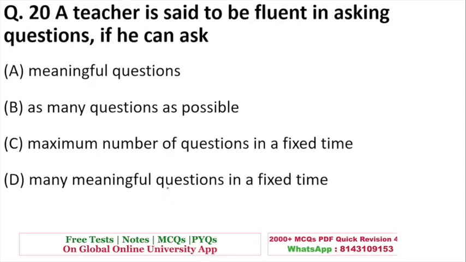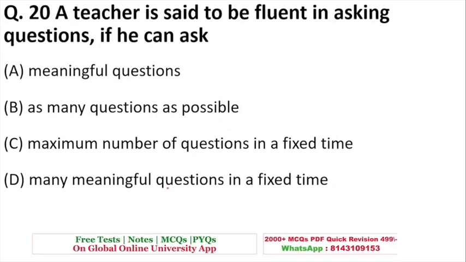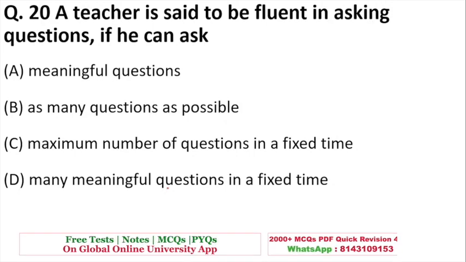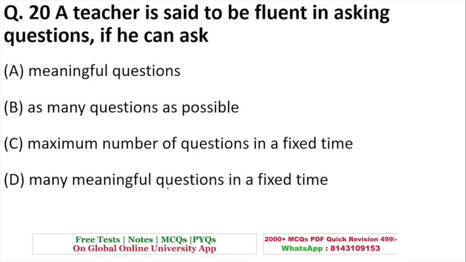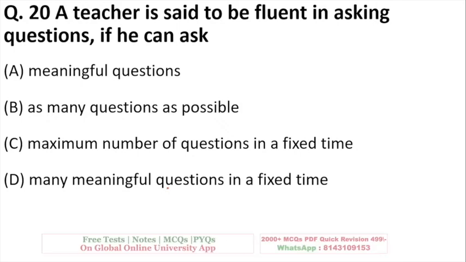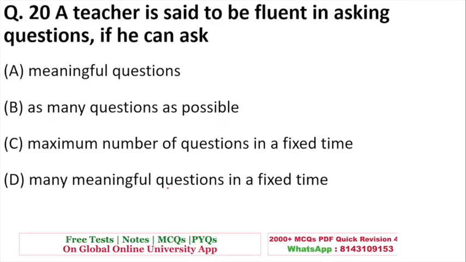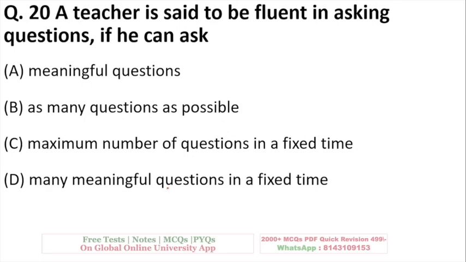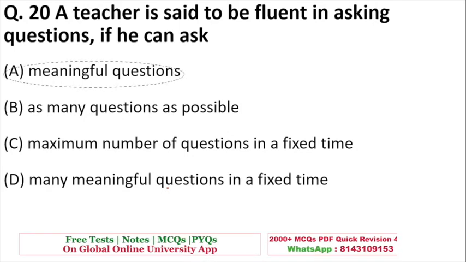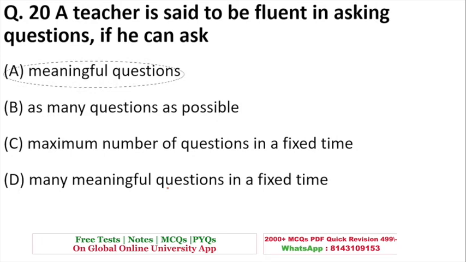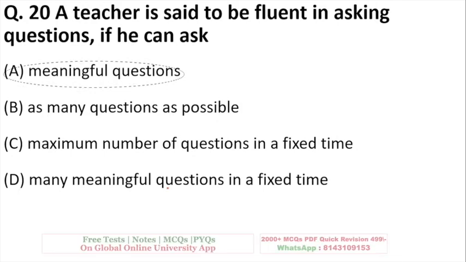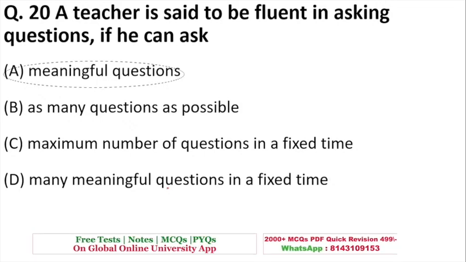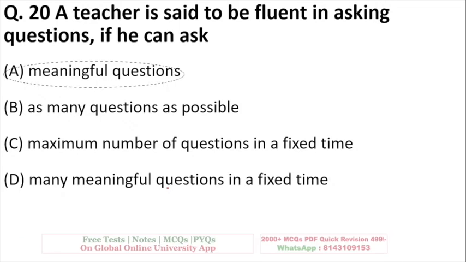Is the right answer. A teacher is said to be fluent in asking questions if he can. So this is one of the important characteristics of a teacher, to ask questions. So a teacher is said to be fluent in asking questions if he can ask meaningful questions. Okay, A is the right answer. Teacher should not just beat around the bush, talk something that is unrelated. Meaningful questions are important, questions related to whatever is being taught.